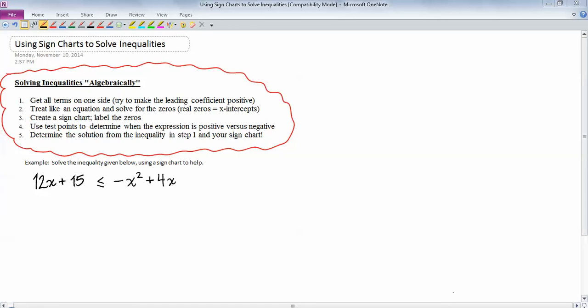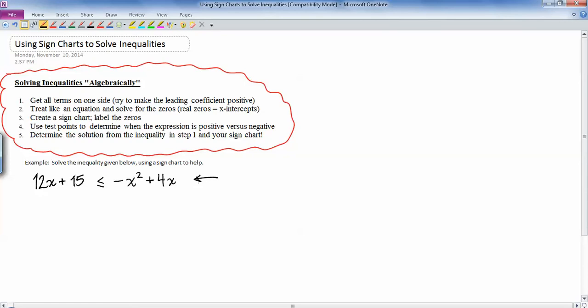Okay, so this video is going to be about using sign charts to solve inequalities. And really what that means is we're doing this quote unquote algebraically. The way this works is, and these 5 steps here are the same 5 steps that we wrote on the board the other day. So we're just going to follow those steps as we try to solve the example inequality that I wrote out right here. So let's take a look.